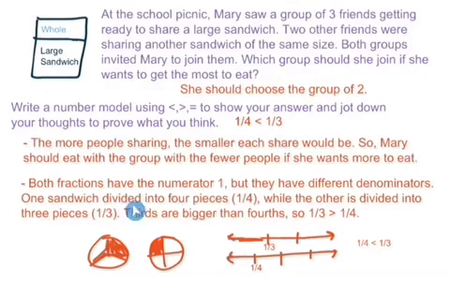And here's some ways you could have explained that. You could have said the more people sharing, the smaller each share would be. Totally true, that's what we were just talking about. And she wants to eat with the fewer people. Another way, both fractions have a numerator of 1, but they have different denominators. So one sandwich divided into 4 pieces, the other into thirds. Thirds are bigger than fourths, 1/3 is greater than 1/4. And here's how I could represent it this way or this way. I know, beautiful drawing.